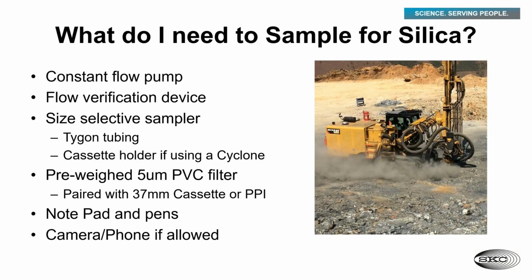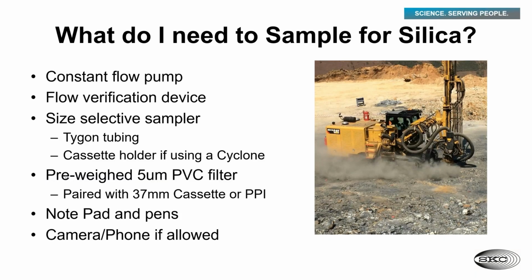ASTM has asked us to call them flow verification devices now, so there it is. You need your size-selective sampler, whether a PPI or a cyclone. This is really important, and I want to emphasize this, and I'll do it again later on. To do respirable dust sampling as well as silica sampling, you need to have a pre-weighed PVC filter in either your cyclone, your 37mm cassette, or your PPI.